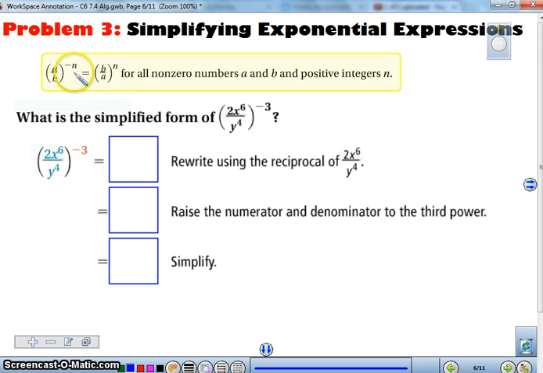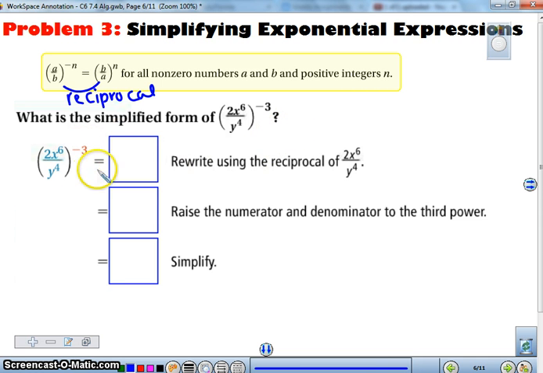What happens with a negative exponent? We've talked about this earlier. To make it positive, we are taking the reciprocal. So a over b, the reciprocal, is b over a. So keeping in mind, it's that reciprocal. Make sure you add that to your notes. So we want to do this problem.